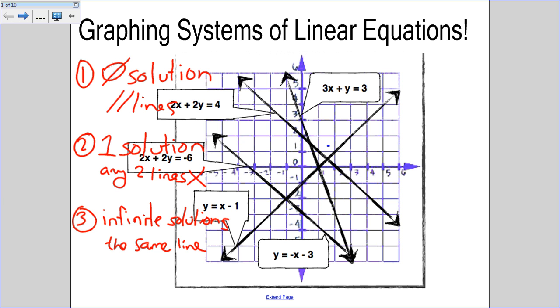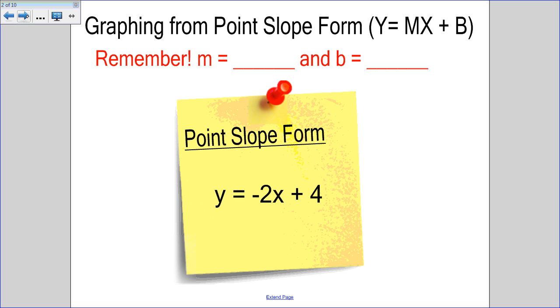All right, so let's go through graphing. Just kind of a refresher on how we graphed equations, okay? So first we'll look at point-slope form. Remember, this is when y equals mx plus b, okay? When we had point-slope form, or y equals mx plus b, our m stood for the slope, and our b stood for the y-intercept, okay? We use those numbers to graph our line.